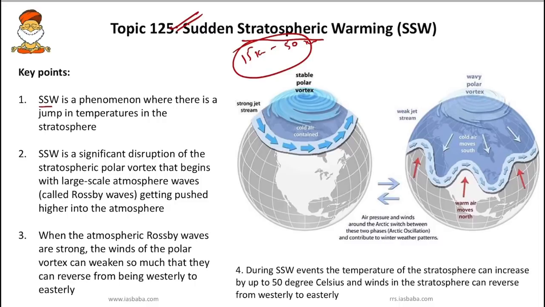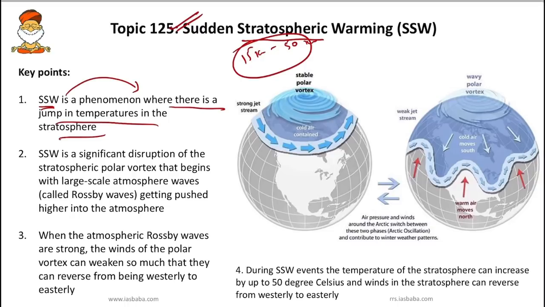Now let's try to understand sudden stratospheric warming. It is a phenomenon where there is a jump in temperature in the stratosphere. We know that in the stratosphere, temperature keeps rising rapidly with increasing altitude. But still there is a phenomenon called sudden stratospheric warming, where there is a sudden jump in temperatures in the atmosphere, which is often linked to the onset of cold winter. During winter time, there is usually a sudden jump in the temperature in the stratosphere.